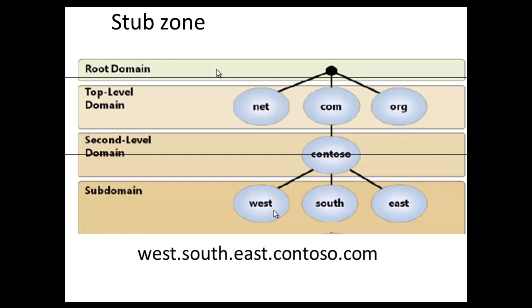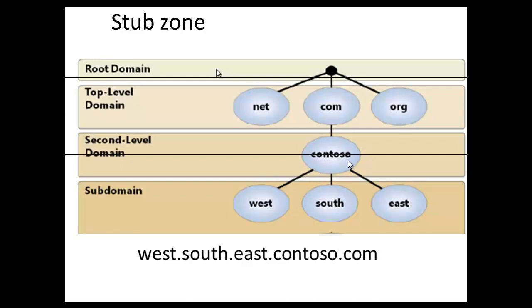So in West domain, we would have an authoritative DNS server that will be responsible for the resources in that domain. The same thing goes for South, and the same thing goes for East. What the stub zone then is used for is to host the names of the authoritative DNS servers within these child domains.